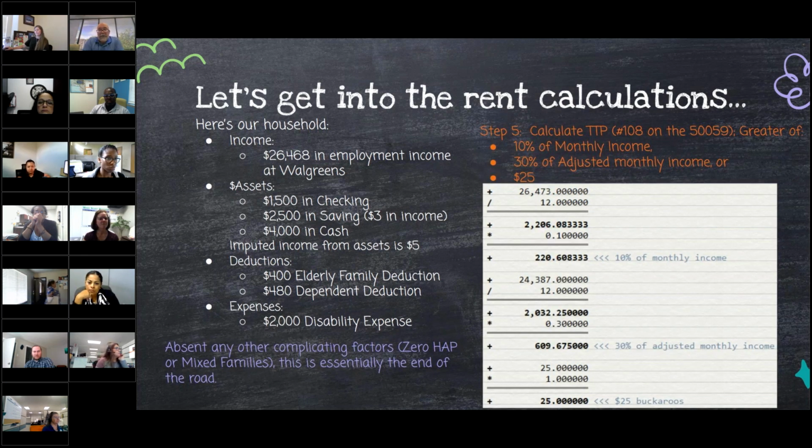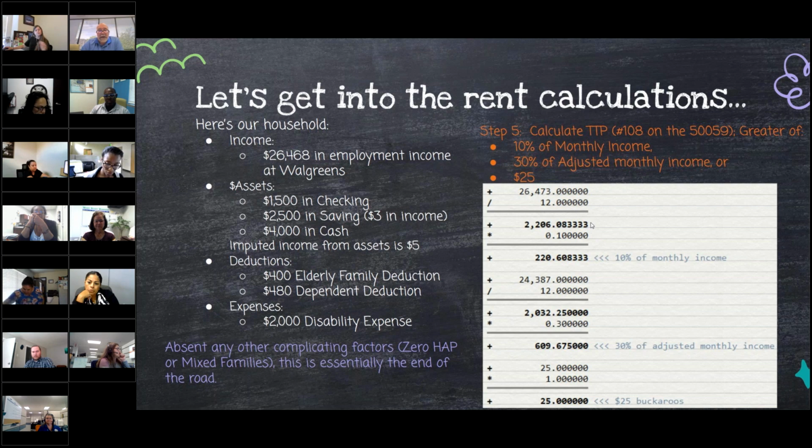Step 5, now that we have our adjusted annual income, is to calculate the standard TTP, which is the greater of 10% of monthly income. And that's that total annual income that we looked at before divided by 12. Option 2 is 30% of adjusted monthly income. Option 3 is just $25 minimum rent.